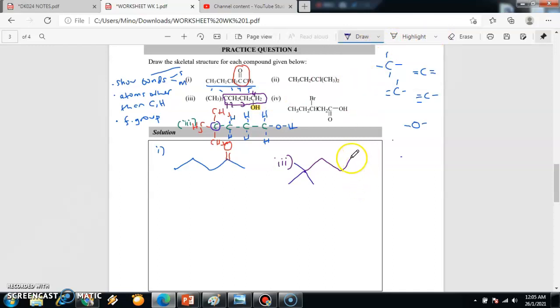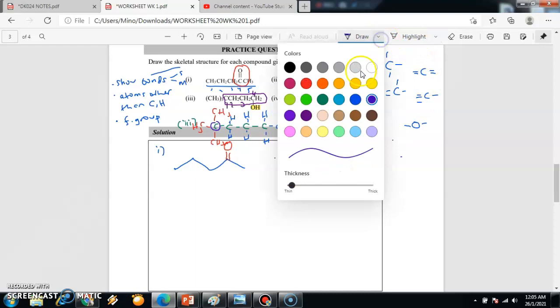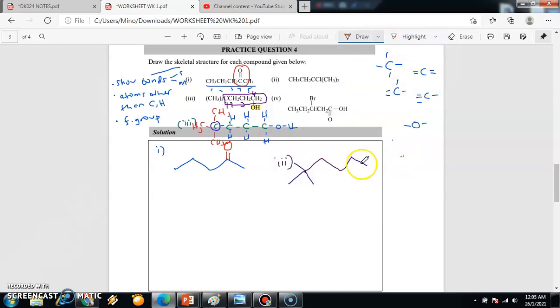Okay, so kita pun tarik karbon yang keempat ni. Single bond dengan OH. So, single bond with O and then H. So, this is our skeletal structure for question number 3.